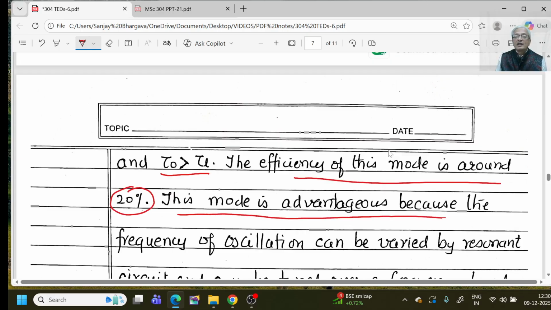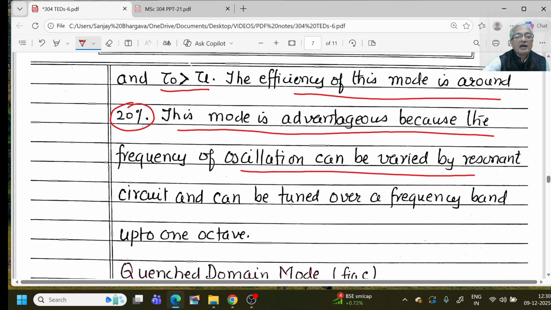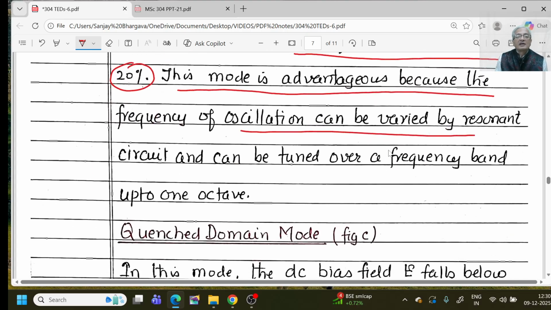This mode is advantageous because the frequency of oscillation can be varied by the resonance circuit and can be tuned over a wide frequency band up to 1 octave. So efficiency is more. This is advantageous because the frequency of the oscillation can be changed by the resonance circuit. So you can change the frequency. That is an additional advantage.